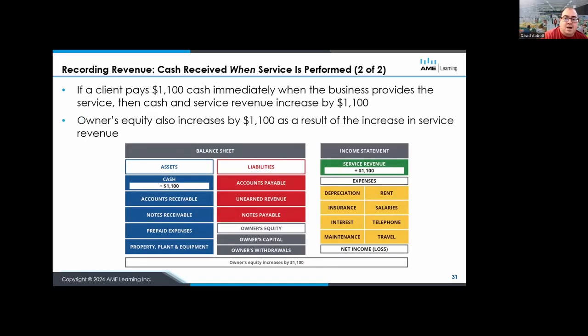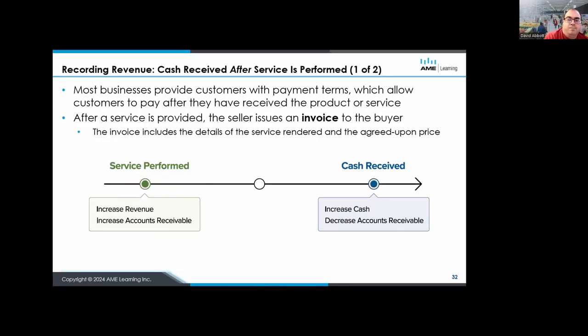So if a client pays $1,100 immediately and the business provides the service, then cash and service revenue increase by $1,100. Owner's equity also increases by $1,100 as a result of the increase in services. So we would debit cash in the amount of $1,100, and then we would credit our service revenue or sales revenue for $1,100 at that time. And so again, our equation would remain in balance.